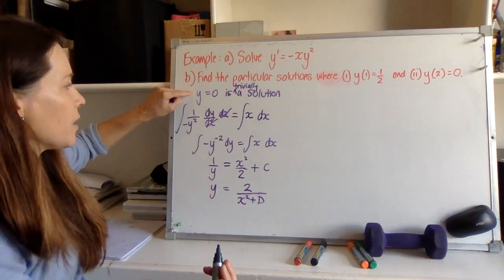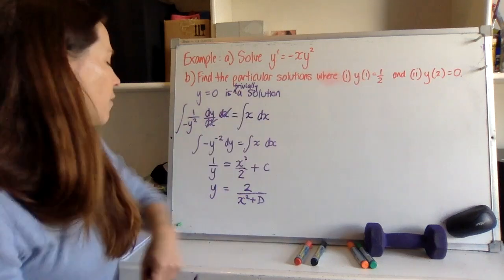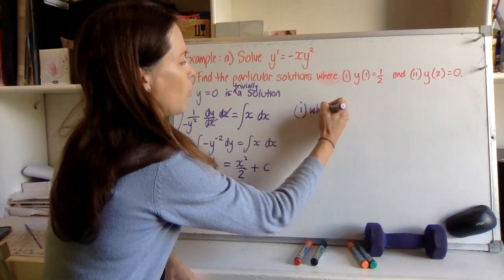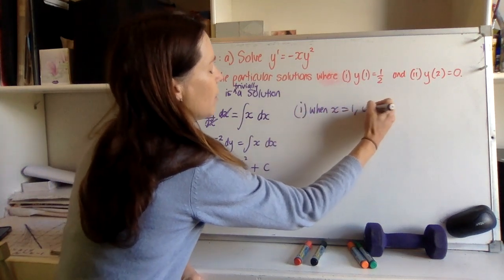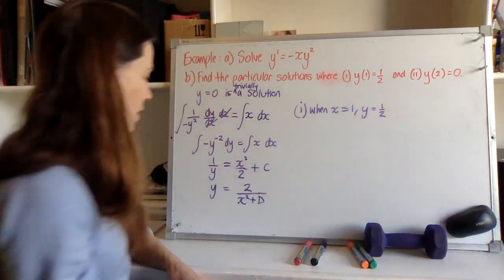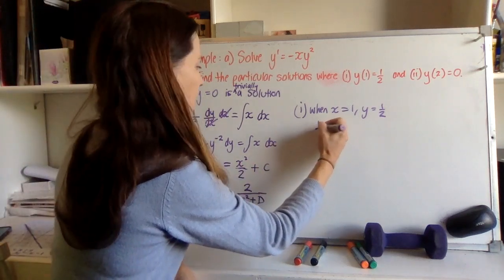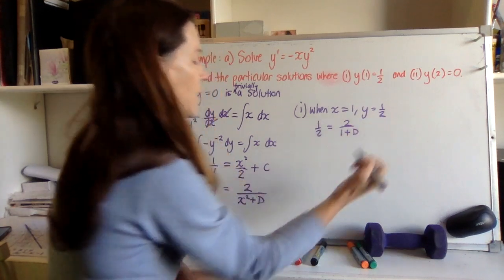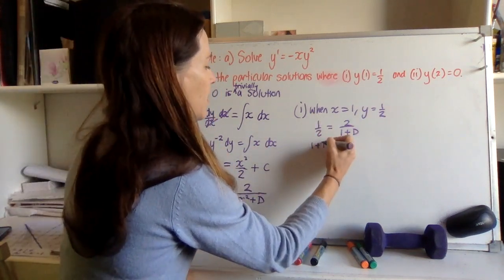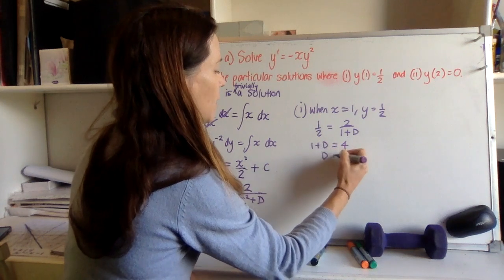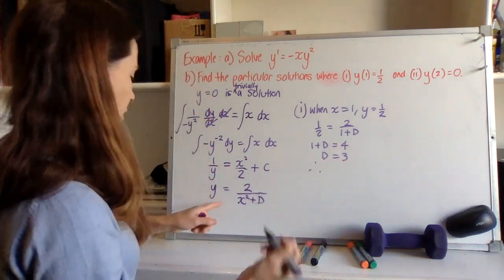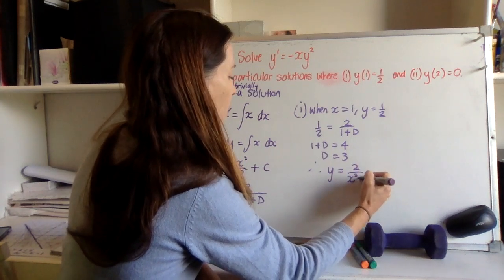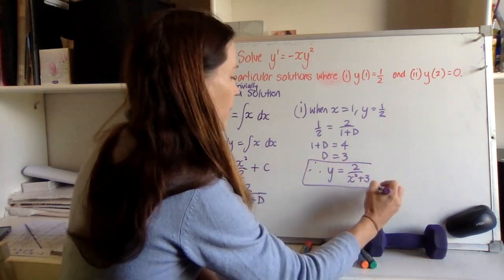I've got one of the particular solutions here, and I've got two more that I've got to find. So for the first one of those, I need to say when x equals 1, y equals a half. So subbing that in, I've got half is equal to 2 over 1 plus d. So that means that 1 plus d must equal 4, and d equals 3. So therefore my particular solution is y equals 2 over x squared plus 3. So that's my first particular solution.